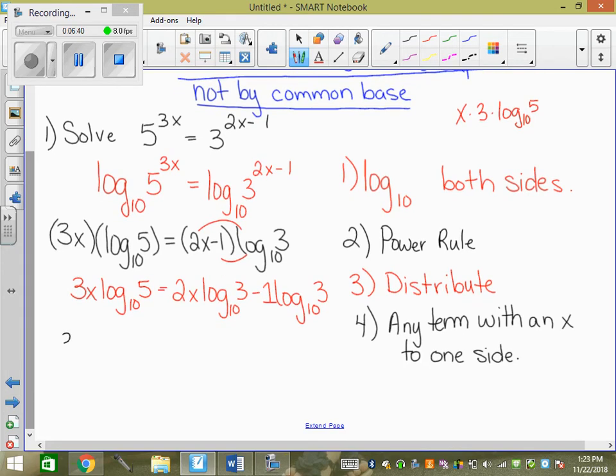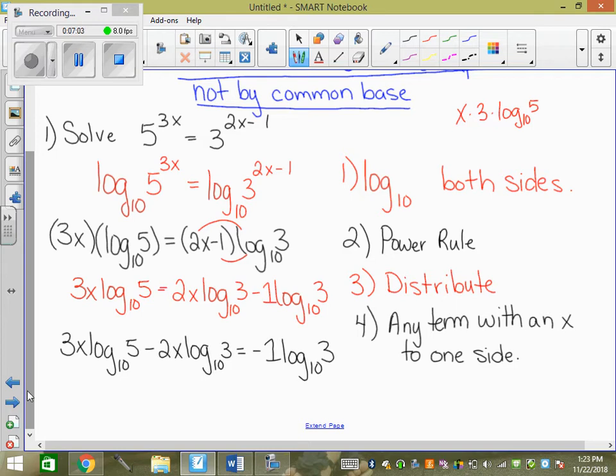So I'm going to go 3x log base 10 of 5. Then I'm going to move this. How do I move a 2x log base 10 of 3? Minus it, yeah, because it's a plus right now. And then we're just left with negative 1 log base 10 of 3.